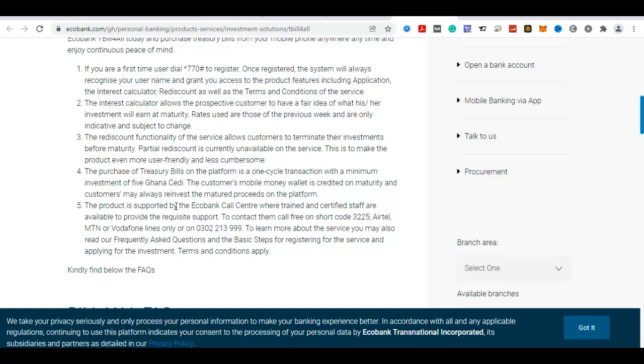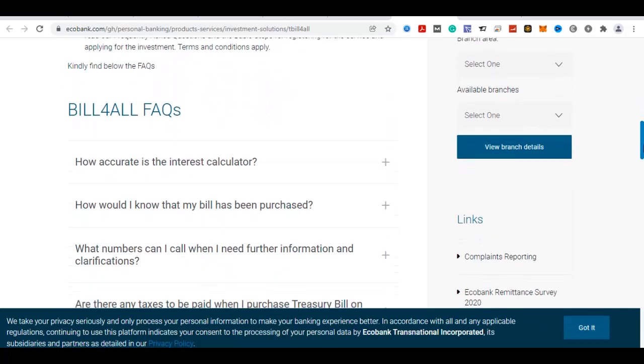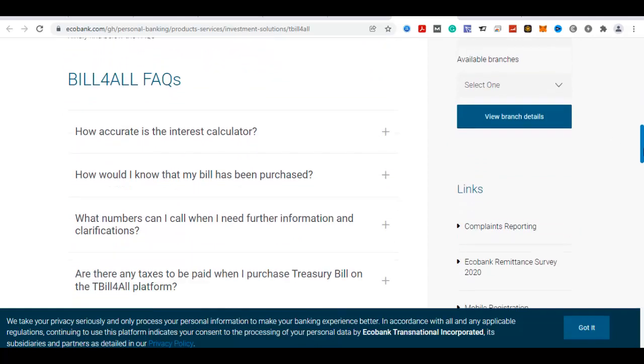The product is supported by Ecobank call center, where trained and certified staff are available to provide the requisite support. So you just go on the website and you can get the contact numbers that you can call for verification. But let's go through some frequently asked questions and answers quickly, and then we will be done. So how accurate is the interest calculator?